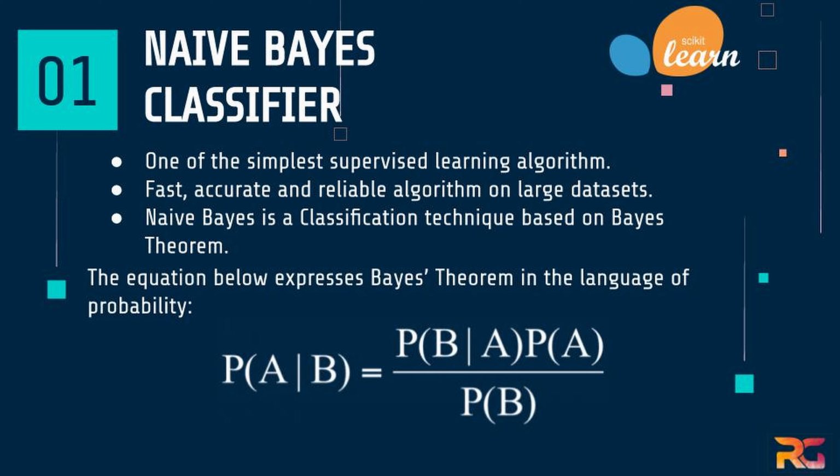Naive-Bayes classifier. In machine learning, among supervised and unsupervised algorithms, naive-Bayes classifier is one of the simplest supervised learning algorithms. It is a fast, accurate and reliable algorithm on large datasets. Naive-Bayes is a classification technique based on Bayes theorem. This equation expresses the Bayes theorem in the language of probability. Scikit-learn, the Python library, will help you to build a naive-Bayes model in Python.